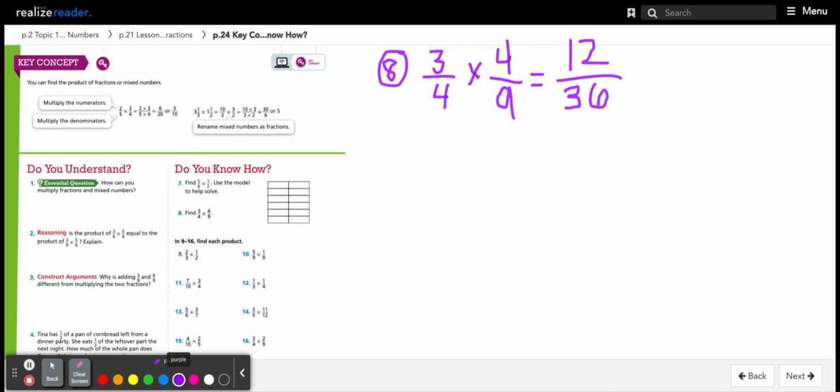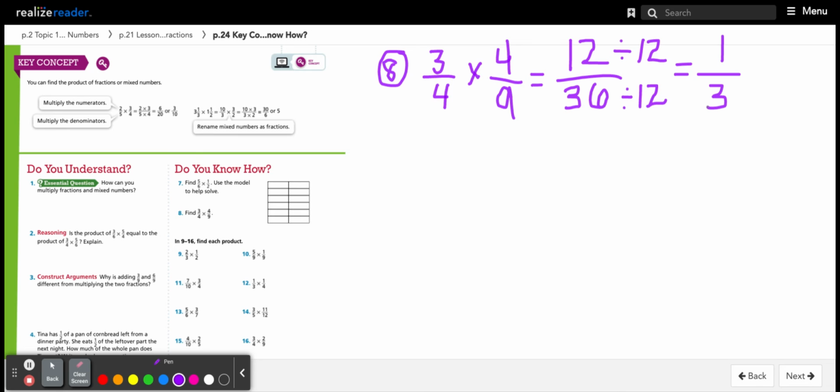What can 12 and 36 both be divided by? Well, 12 and 36 can both be divided by 3. They can both be divided by 4. They can both be divided by 6. But the biggest number they can both be divided by is 12. So I'm going to want to simplify here. Divide the top and the bottom both by 12. 12 divided by 12 is 1. 36 divided by 12 is 3.